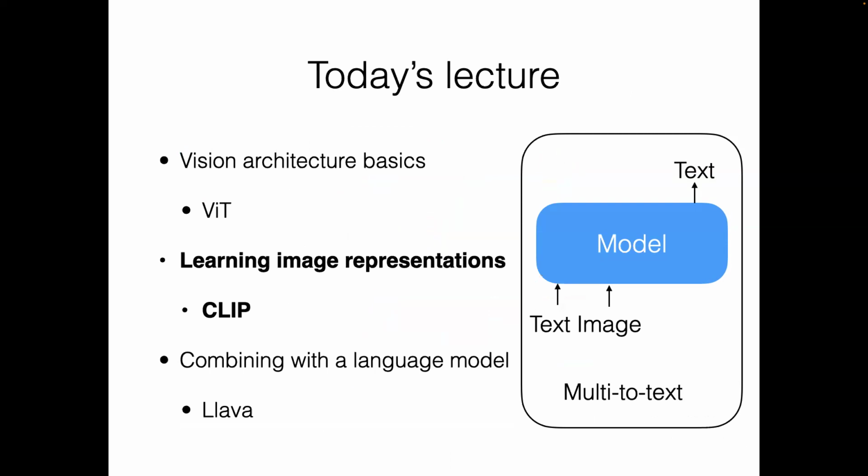Okay, cool. So now we're going to talk about learning the image representations. This paper was from 2021 from OpenAI, and it's called Contrastive Language Image Pre-training, or CLIP. It's turned into one of these kind of classic papers, so if you haven't read it, I highly suggest reading it. The writing is also really good.